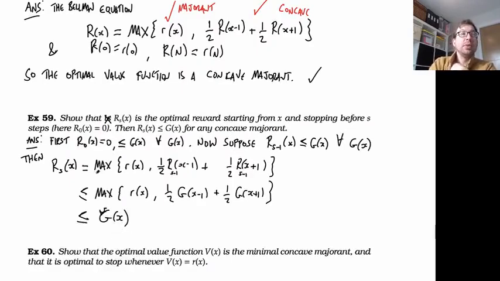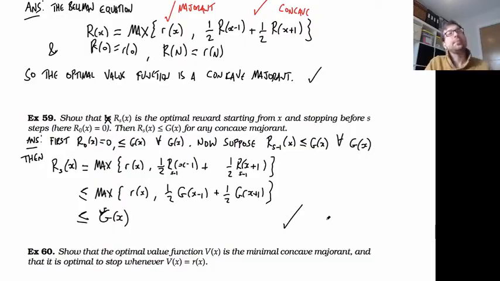Okay, which is what we wanted to prove. So it's true at time 0, and if it's true at the previous time, it's true at the next time. So it must be true at time 1, 2, 3, all the way up to s, and for all other s's. Okay? So in other words, the optimal reward function for stopping over s steps is less than any concave majorant. Okay? So we've got that part done now.